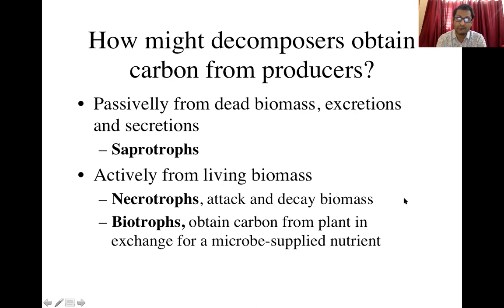Necrotrophs are like many pathogens, and biotrophs obtain carbon from the plant in exchange for microbe-supplied nutrients. So those are symbiotic organisms like the rhizobium. So there are three definitions: saprotrophs, living on dead organic material; necrotrophs, which attack and decay biomass like the pathogens; and biotrophs, which are symbiotic.